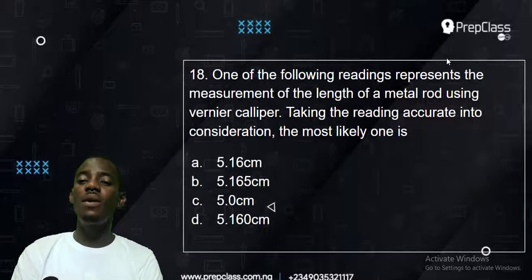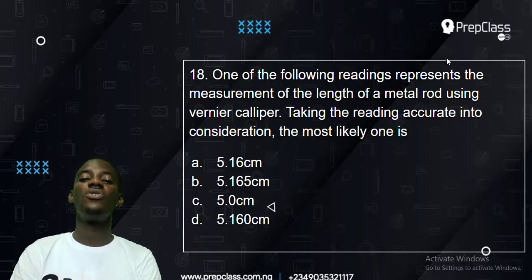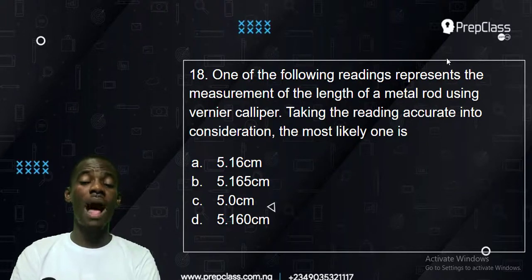Number 18 says one of the following readings represents the measurement of the length of a metal rod using vernier caliper. Taking the reading accuracy into consideration, the most likely one is what? Now, the reading accuracy, that should have been accuracy. Maybe it's a typographic error or whatever.